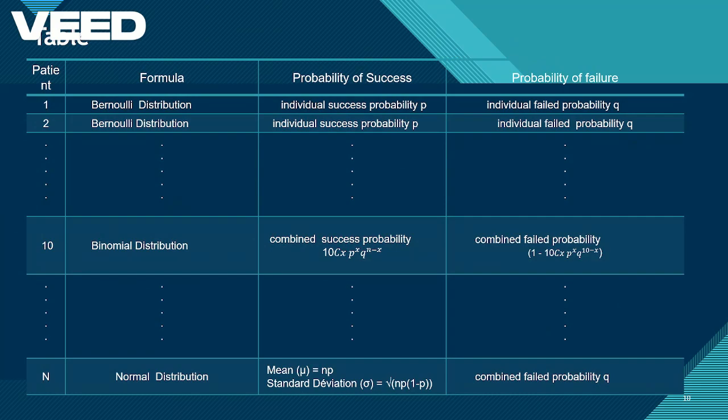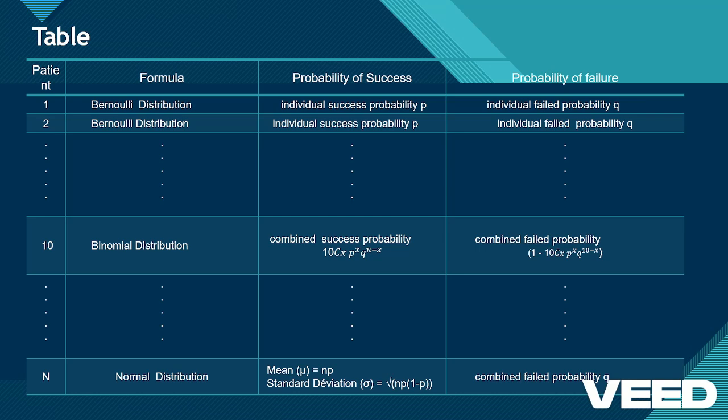Now in this slide we will see how the Bernoulli distribution is transformed into the binomial distribution, and later on it converges towards the normal distribution. Here, if patient 1 shows the probability of success of a drug, it will be denoted as P, and if patient 1 shows the probability of failure, that is, there is no effect of the drug, it is denoted by Q.